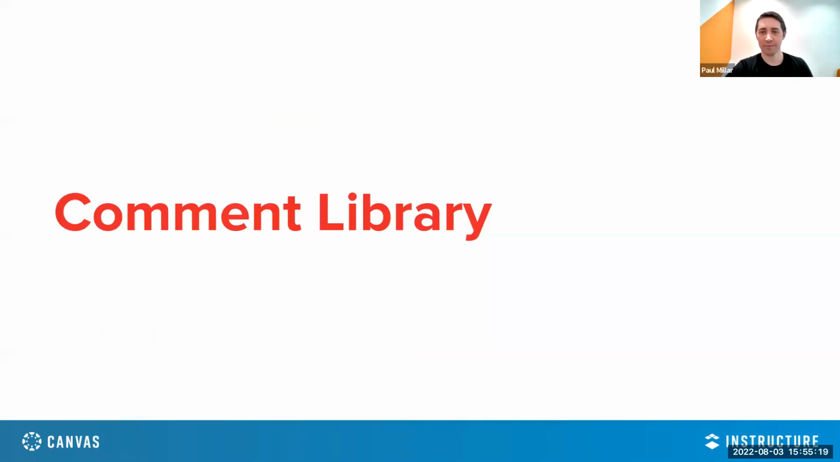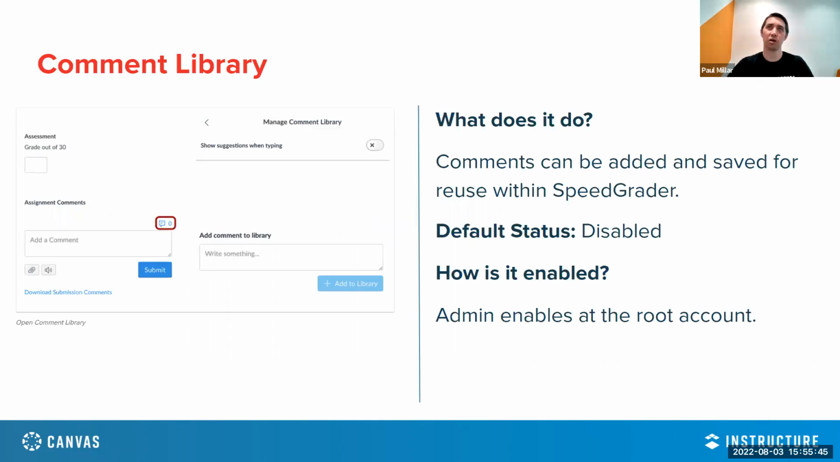Okay, so comment library. Now, this one was born out of when we went into the pandemic. We wanted a nice, easy tool for teachers to be able to reuse comments when they're typing the same thing over and over again. And instead of having to put that in, say, a Word document separate outside of Canvas, you can actually add your own comments into a comment library within Canvas. This is all based inside of SpeedGrader. This is where you actually use it, but they're tied to the user. So if you do it in one course, those comments will be available to you in another Canvas course. So that's nice and easy for you to reuse them.